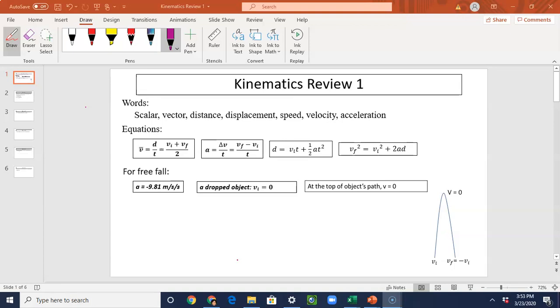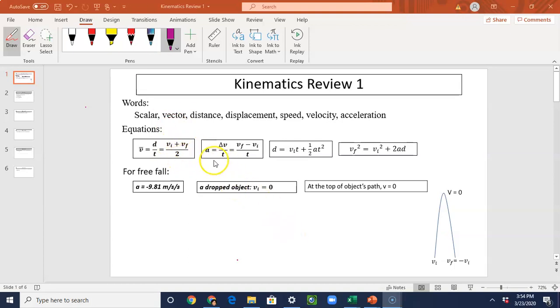We use equations to describe motion, and the first one here is v equals d over t. This v with a bar means average velocity. We also learned instantaneous velocity is velocity at an instant, but this is average. Average speed is total distance divided by total time, or total displacement divided by total time gives you average velocity. For an object with constant acceleration, average velocity is the average of initial plus final divided by 2.